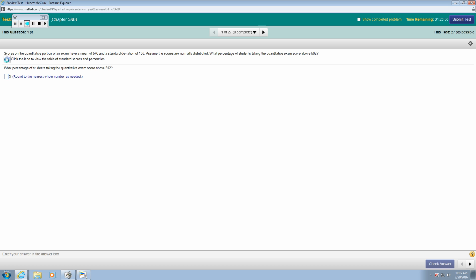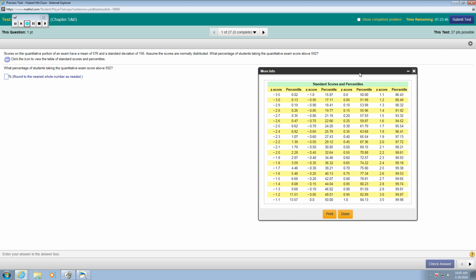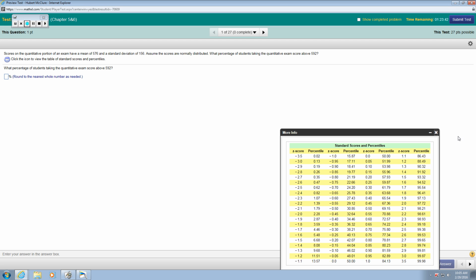Now, there's something you need to know about the table. The table is the left-hand side. Okay? And you need to write that down. The table will always give you the left-hand side of your z-score, this area right here. So to find the right-hand side, you subtract it from 100, because the whole thing is 100%. Remember the empirical rule, the 68, 95, 99.7 rule, okay? It's 100%. The red side plus the blue side is equal to 100%. So if you want to find the blue side, you subtract the red side from 100%.